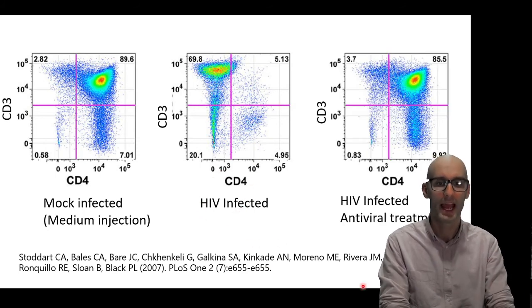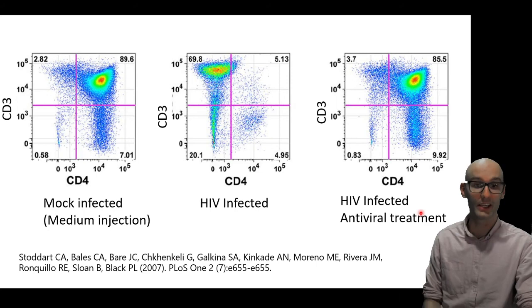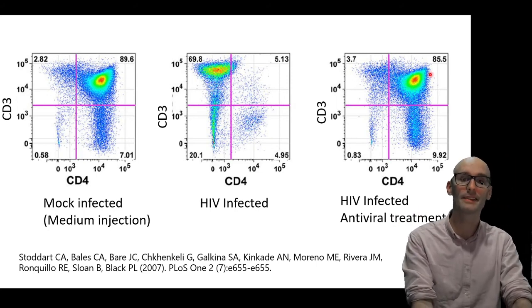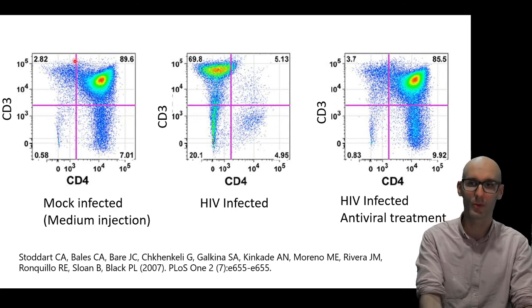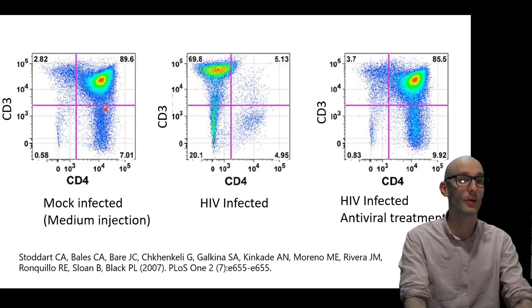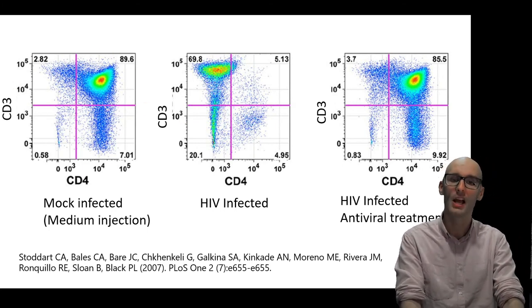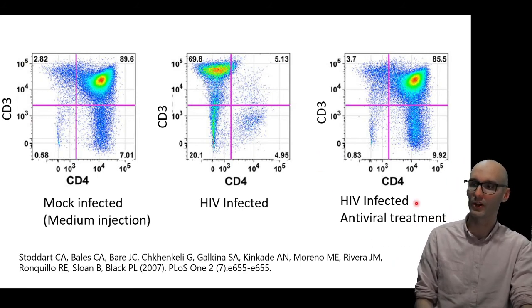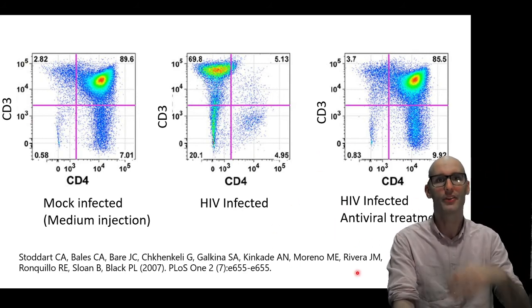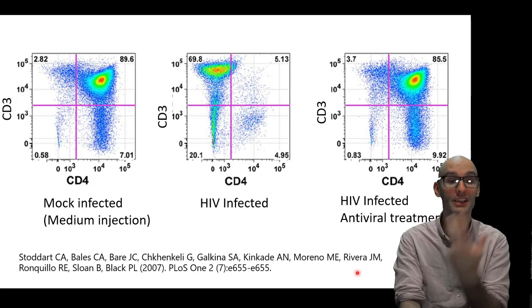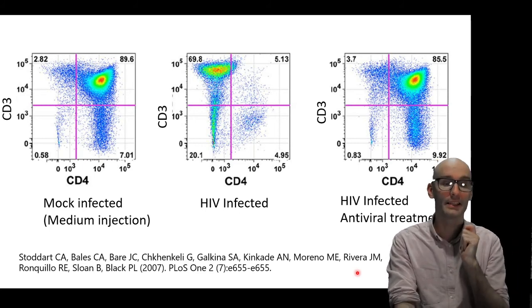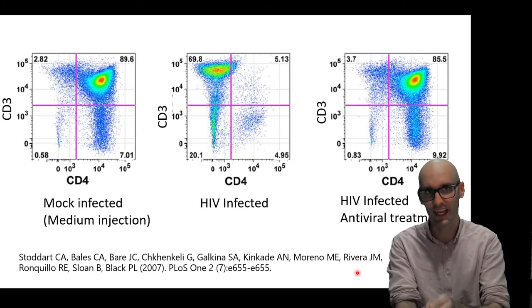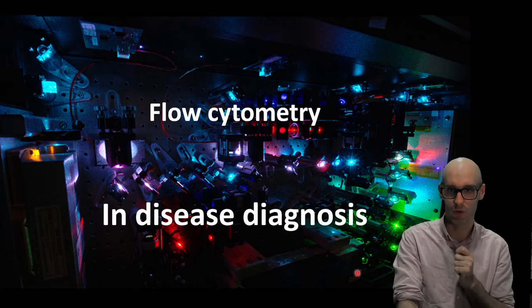because HIV has infected them and killed them. So now when we give them the antiviral treatments in these mice, we can see the restoration of that T helper cell population. So these guys look almost as good as these guys in terms of their T helper cell population. So the antiviral treatment has worked fantastically. This is how we can use flow cytometry both clinically and in research to track the severity and progression of HIV and whether the treatments are working or not.